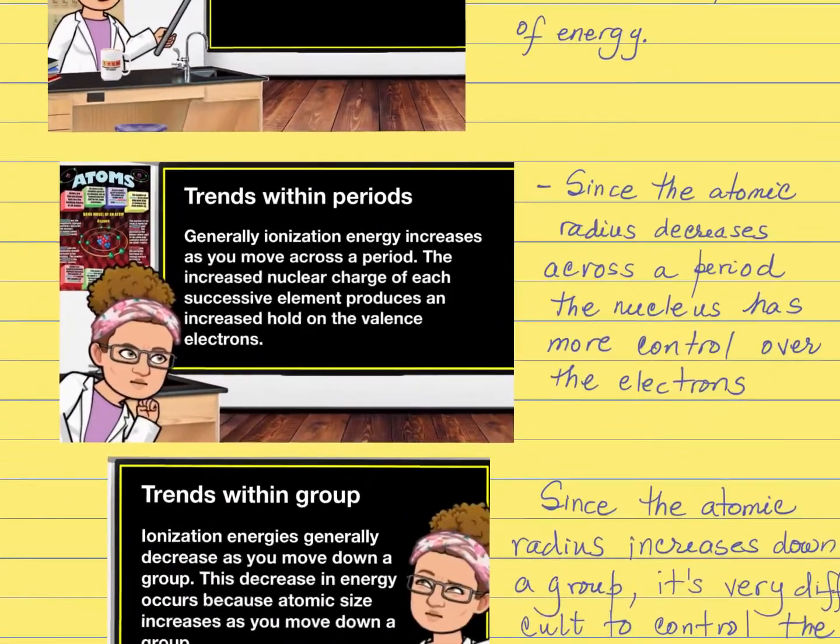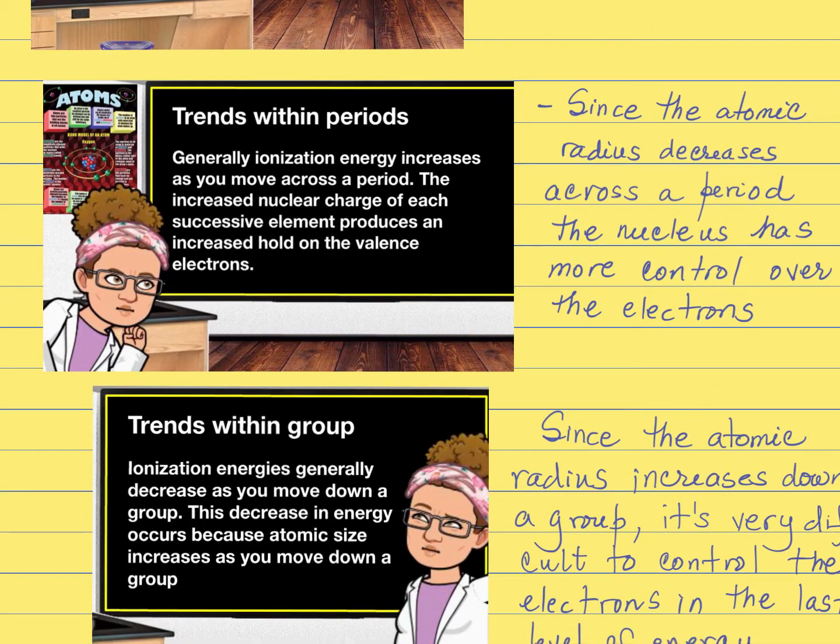Now, what's going to happen across the period? That's why you have to memorize all the periodic trends. When you were moving across the period, the atomic radius was decreasing because the nucleus was able to pull the electron cloud towards the center of the atom, meaning that the nucleus has control over the electrons that are in the last level of energy. So if your parents have control over you, a person can't come to your house and kidnap you. Impossible. The same is going to happen with the electrons.